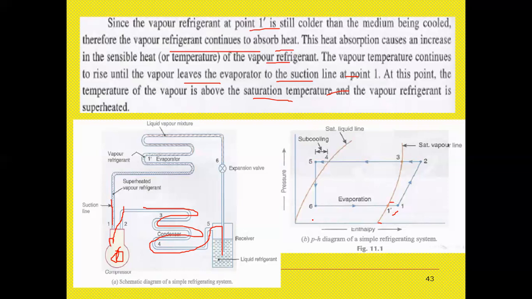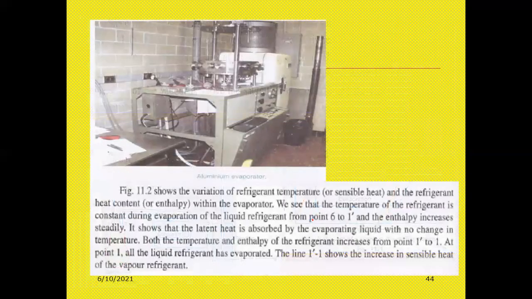So if it is completed with the number of rows, and it is completed, so it is very easy to understand the concept of working of an evaporator. Next, now see the physical setup of the evaporator. It is aluminum evaporator. See the aluminum evaporator how it is. Okay. Now the figure 1.2 shows the variation of refrigeration temperature and the refrigerant heat content within the evaporator.